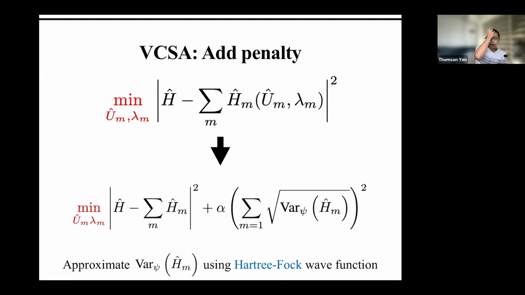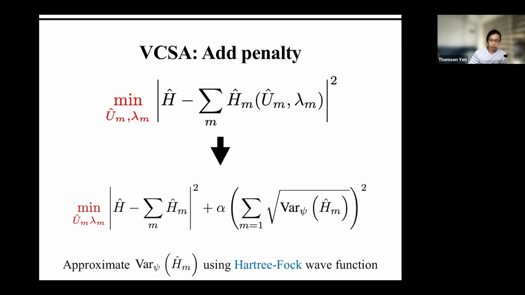One problem that I didn't mention is that in principle, you can't actually compute these variances of the HM. That is because in the Variational Quantum Eigensolver, you are preparing a wave function psi that you don't know how to write down classically. So if you don't know how to write down psi classically, you can't compute the variances of these HM.